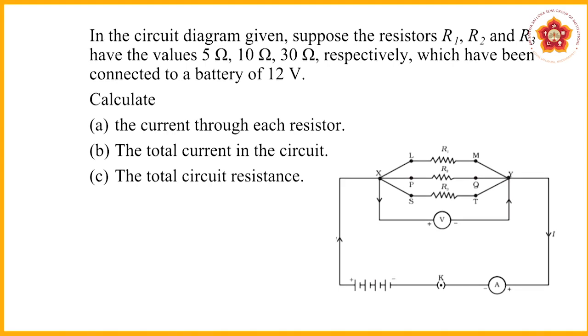Look at this circuit, resistors connected in parallel across a voltage source. So, the question goes thus. In the circuit diagram given, suppose the resistors R1, R2 and R3 have the values 5 ohms, 10 ohms and 30 ohms respectively, which have been connected to a battery of 12 volts. Calculate the current through each resistor, the total current in the circuit, and the total circuit resistance.